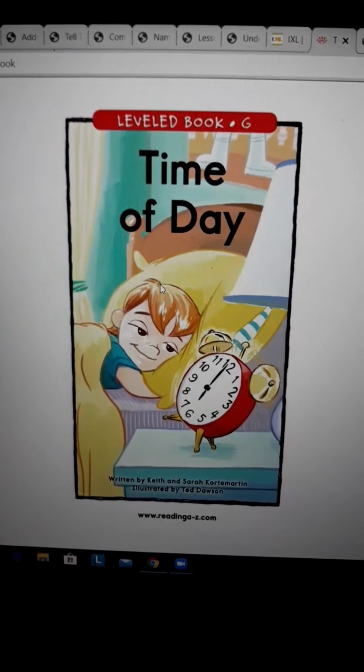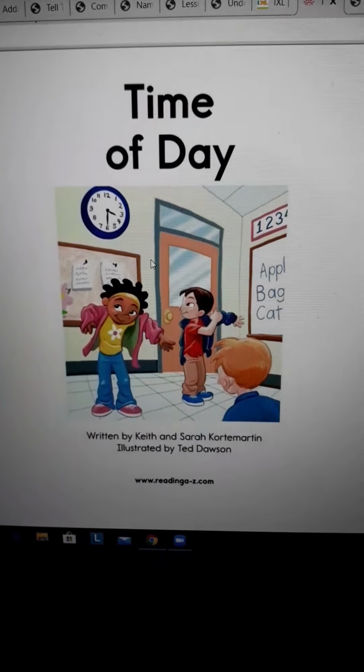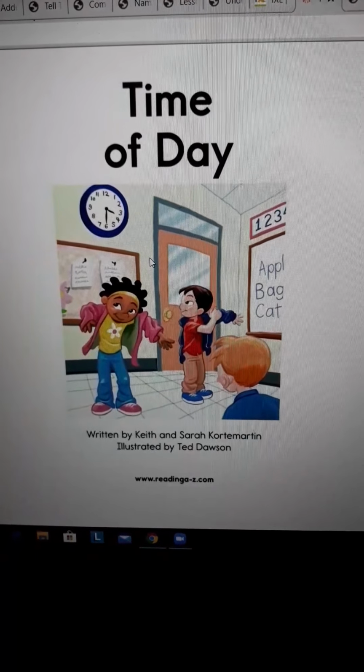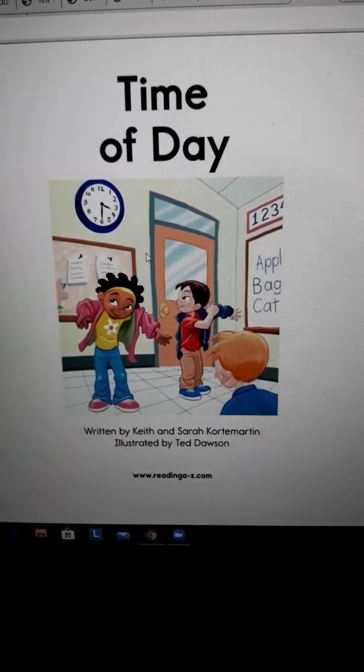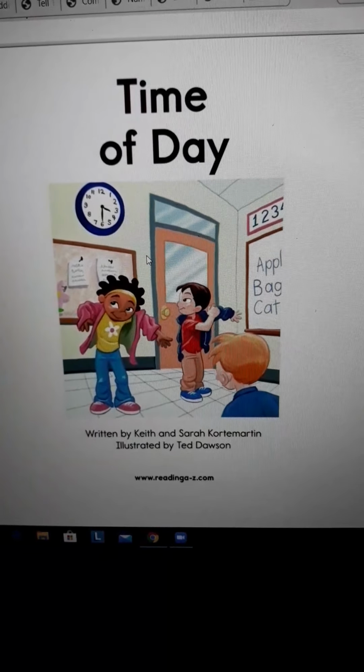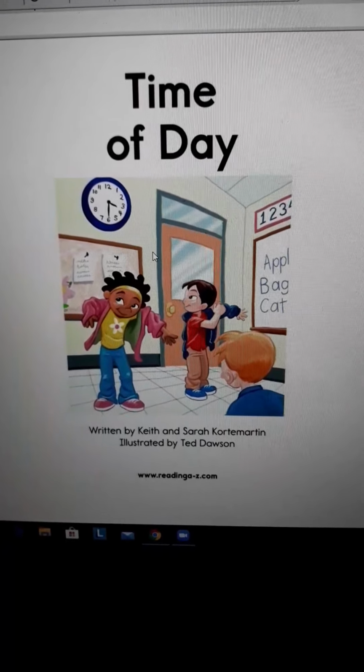So let's start our story. Time of Day. Time of Day, written by Keith and Sarah Quarta-Martin and illustrated by Ted Dawson. So written is the author who wrote the story and illustrated is who drew the pictures.